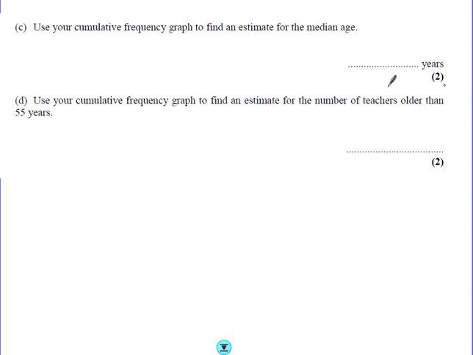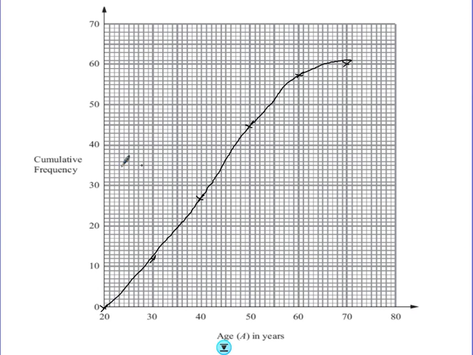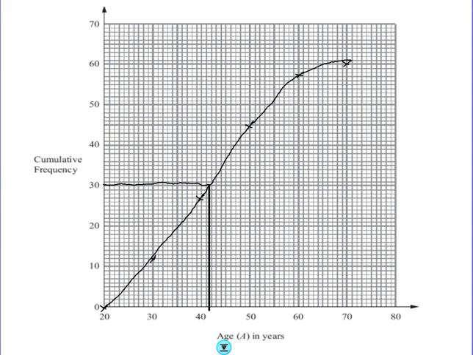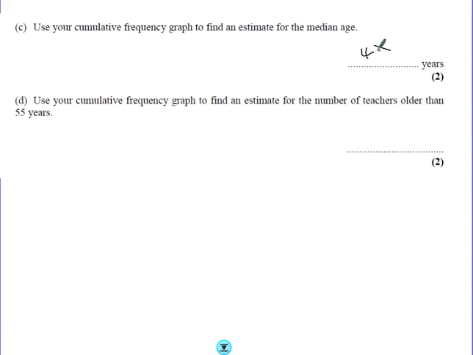So some questions associated with it. So what we're doing here, well, the median age is, if we put them all in order, find the middle one. Now there are 60, so the middle will be when we've got 30 teachers below that age. So 30 teachers, we draw a line across here. Let's use a pencil and ruler. And then read a line down from there. So it's going to be about 42.